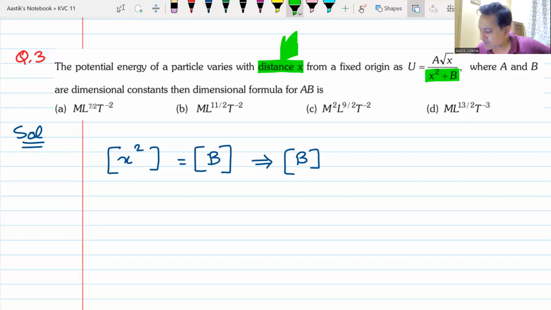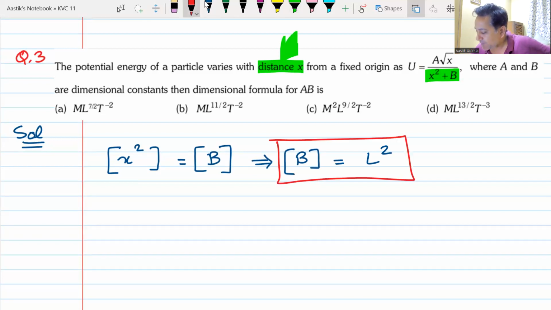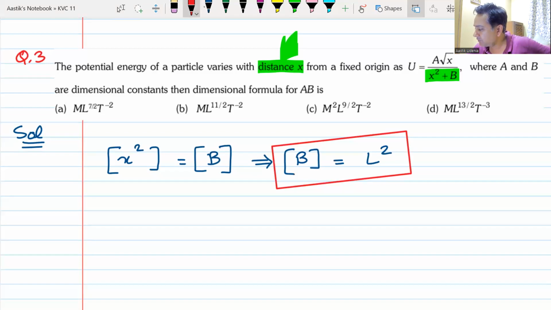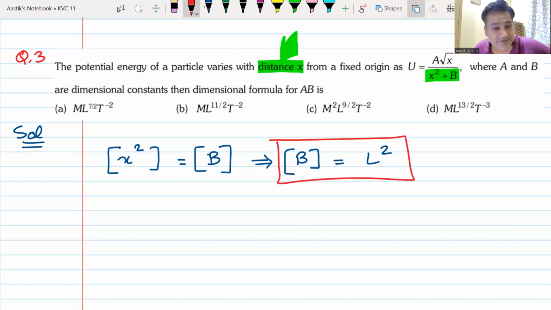x is distance. So I get the dimension of beta. The dimension of beta would be L squared, because the dimension of x is for distance. So that is the answer to the green part. Beta ka dimension will be L square. Do we understand this? Can I have some reason that we understand this?